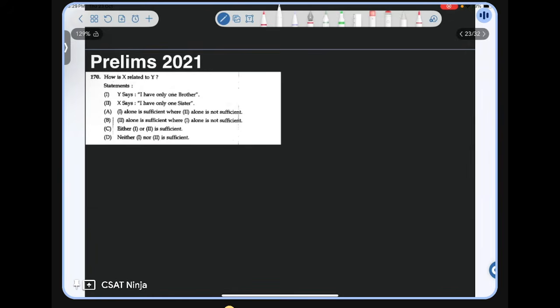Shall we start with this? Same thing. Read the question. What is asked? How is X related to Y? What does statement number 1 say? Y says I have only one brother.